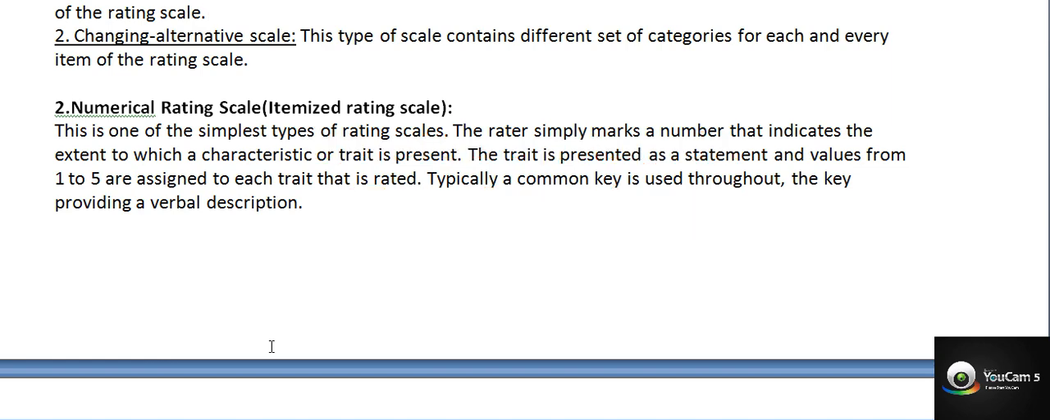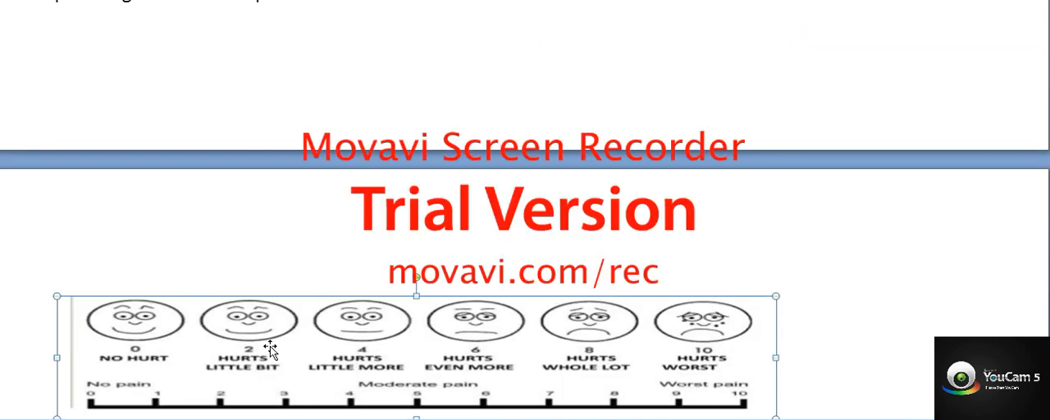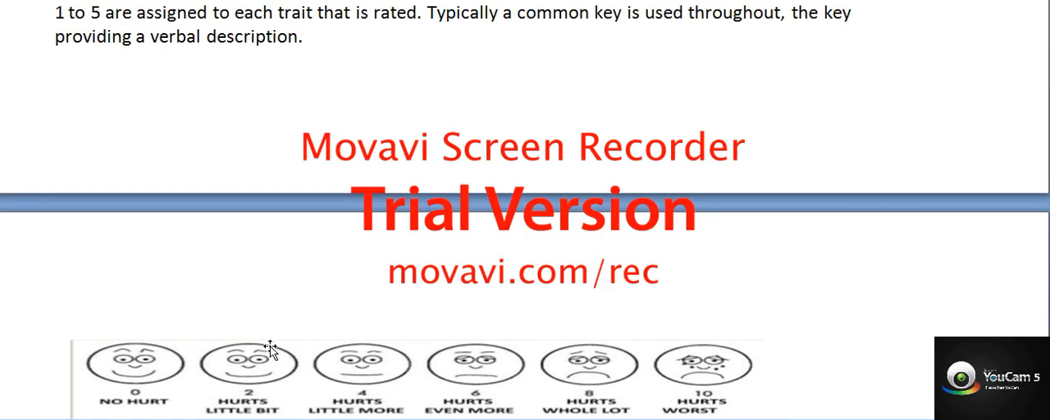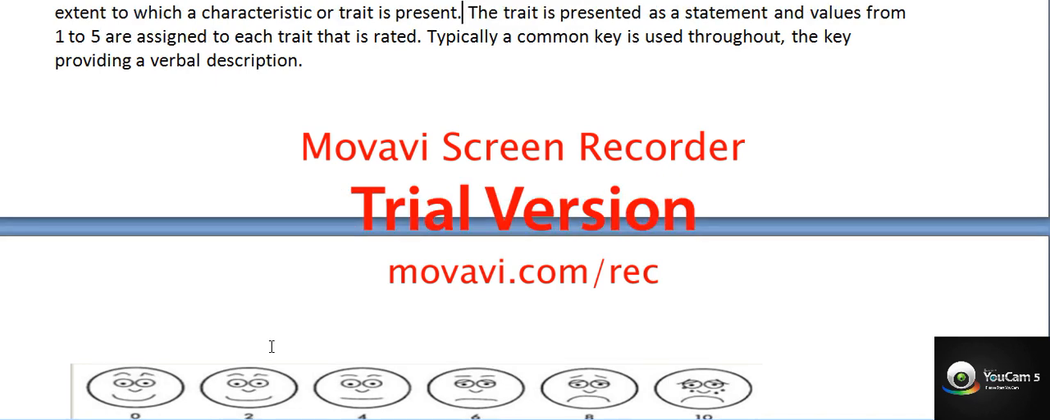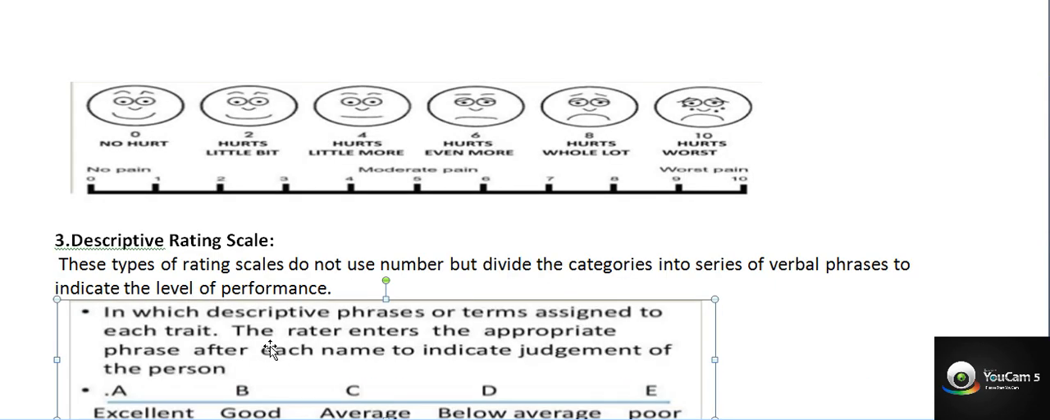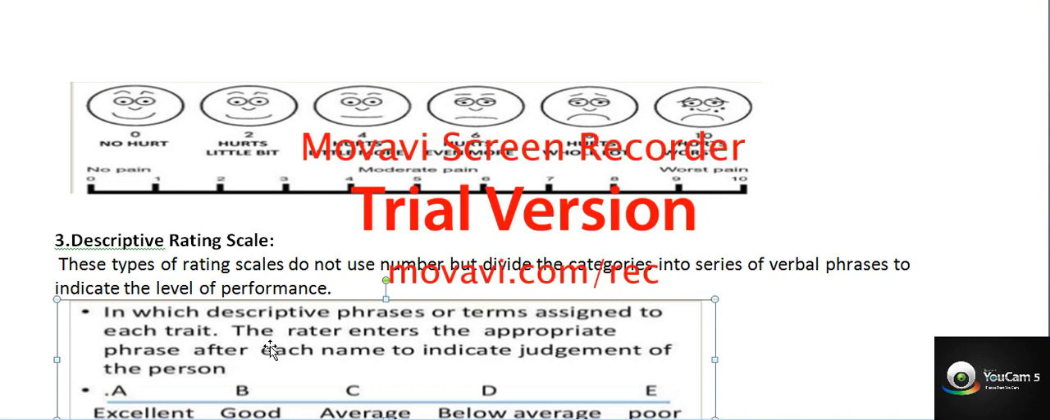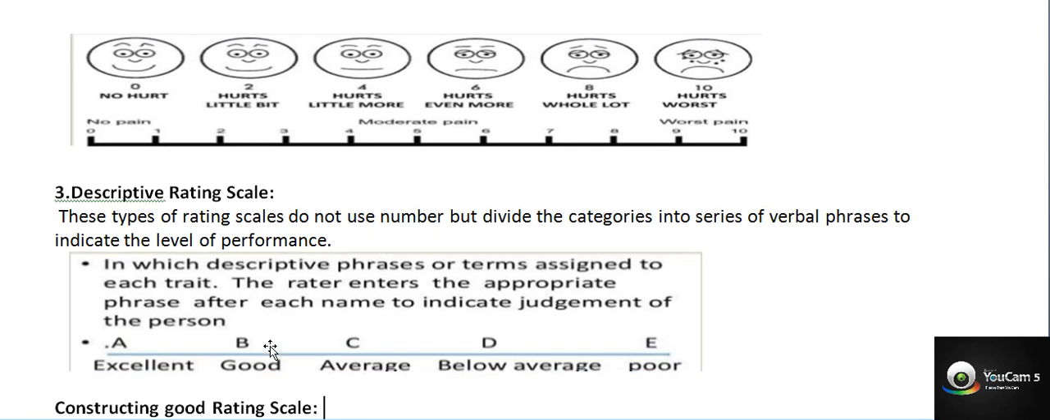It's easy to evaluate one characteristic of an individual. There will be numbers like 1 to 5 or 1 to 10 or 1 to 20 or 10 to 100. Every statement will have numbers, and the categories will be mentioned above, and the person can mark or circle whatever he feels. So the best example of numerical rating scale is our pain scale. The next one is descriptive rating scale.